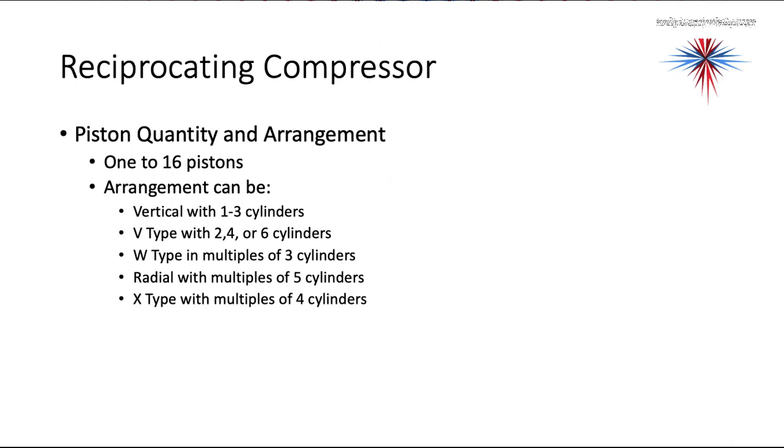With a reciprocating compressor, there's basically 1 to 16 pistons that can be available, and they're arranged in different patterns. And you can always tell by just looking at where the cylinder is what type of pattern it is. You can have a vertical type with 1 to 3 cylinders. You can have a V type with 2, 4, or 6 cylinders. You can have a W type that's always in multiples of 3. You can have a radial with multiples of 5 cylinders. And you can have an X type with multiples of 4 cylinders.